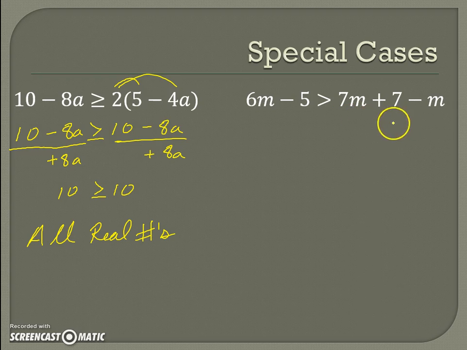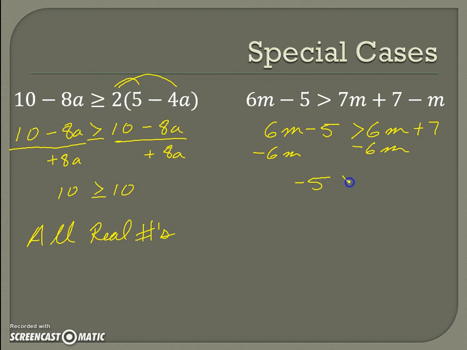Let's take a look at this one. So here I would combine my like terms. I have 6m minus 5 is greater than 6m plus 7. Subtract my 6m's from both sides.